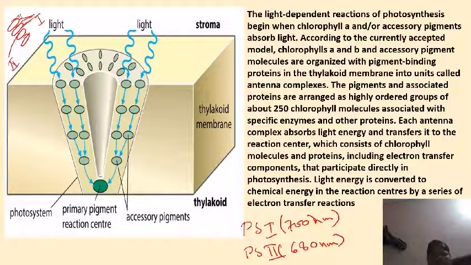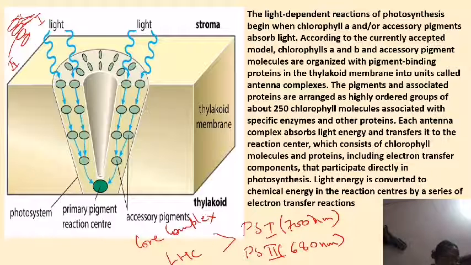Now if you take any photosystem, what does it consist of? It consists of a core complex and its antennal complexes. Any photosystem consists of a core complex and its light harvesting complex, which contains these accessory pigments.